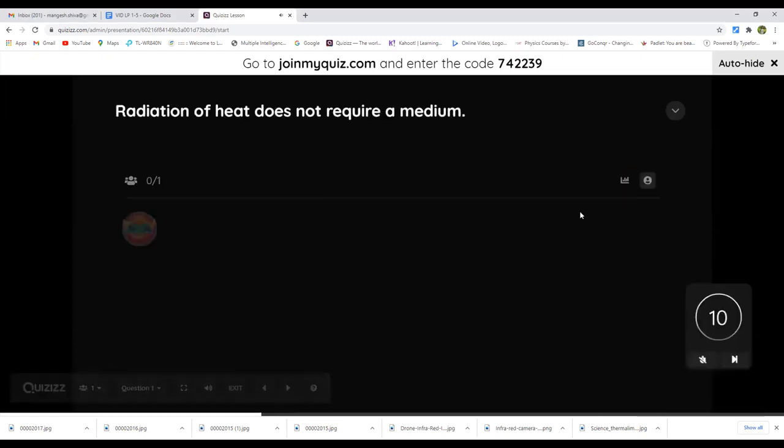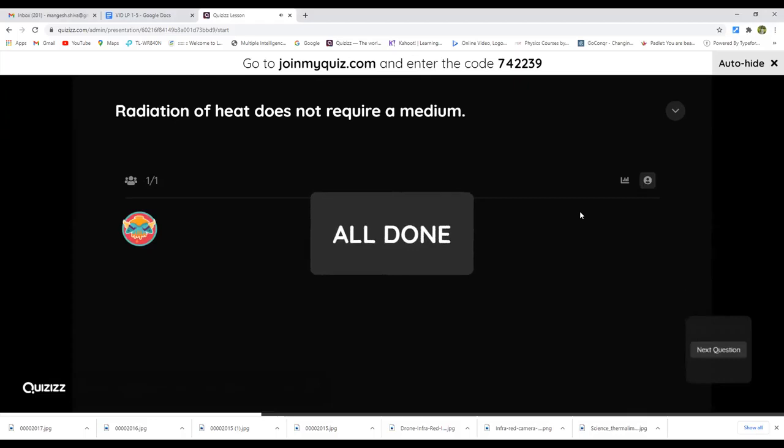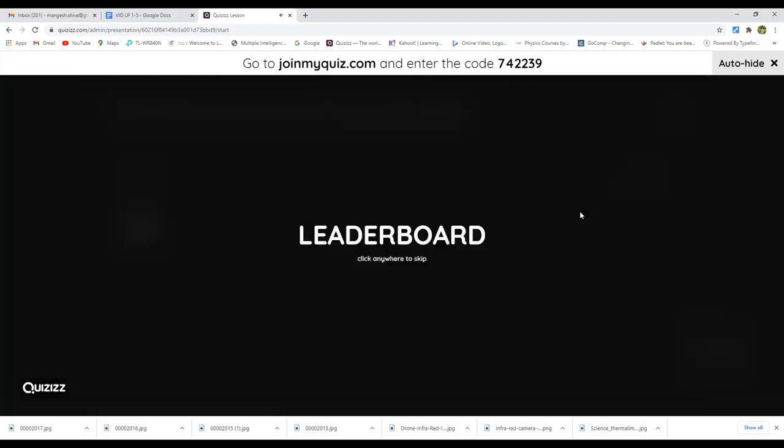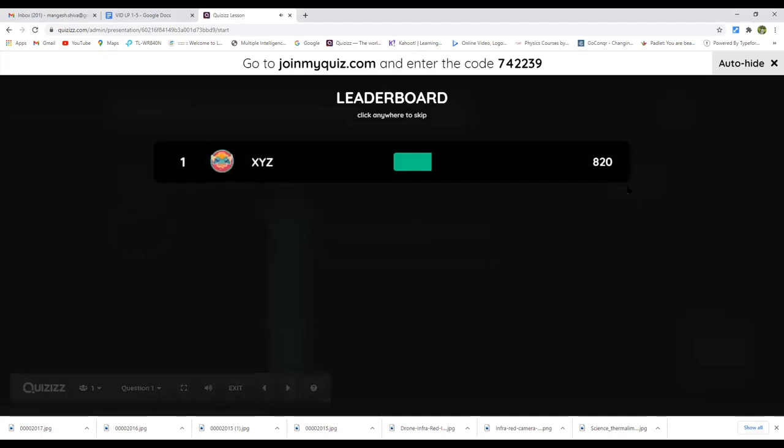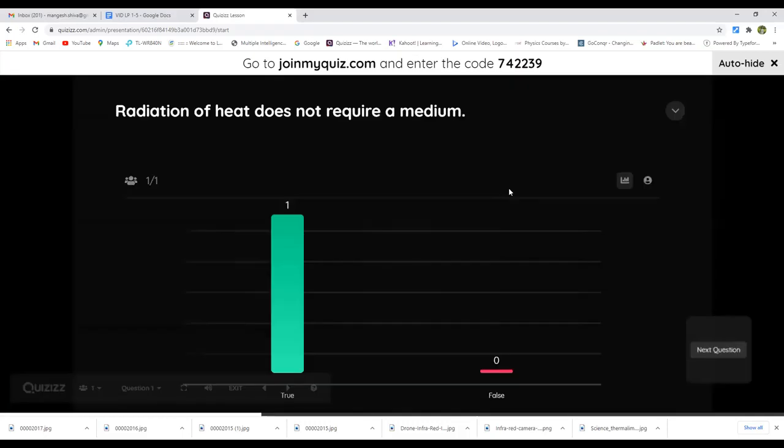Here is the first question. The radiation of heat does not require a medium. Whether it is true or false? Yes, you all have given the correct answer. It is true. It does not require any medium. Get ready for the next question, students.